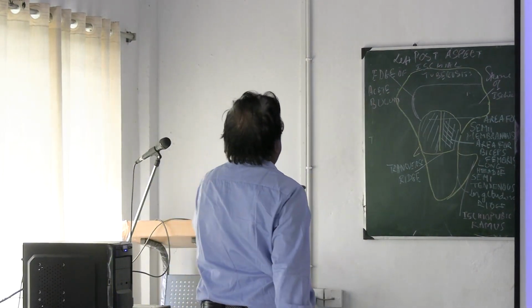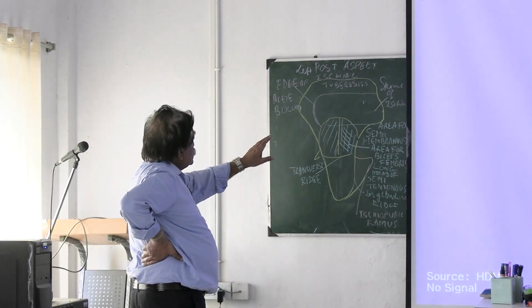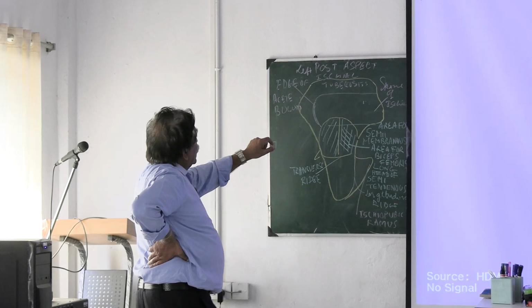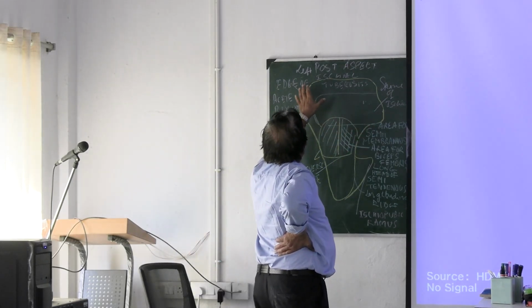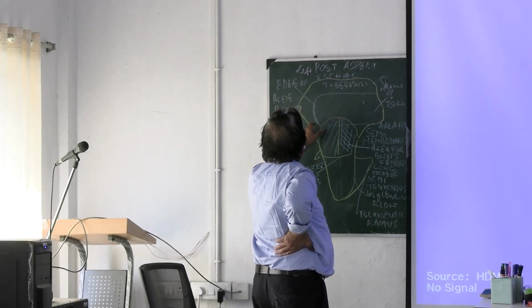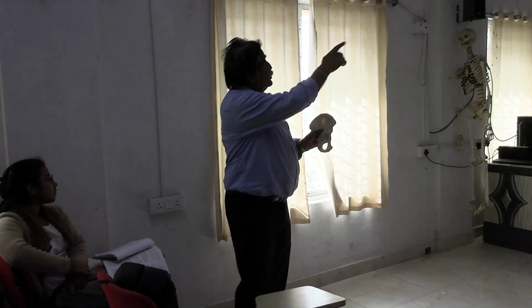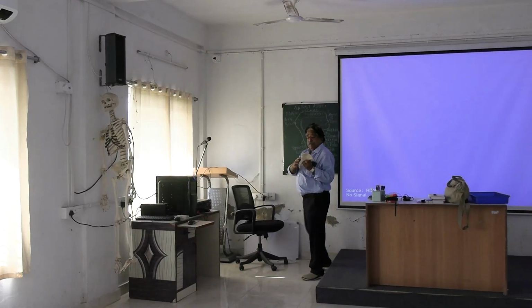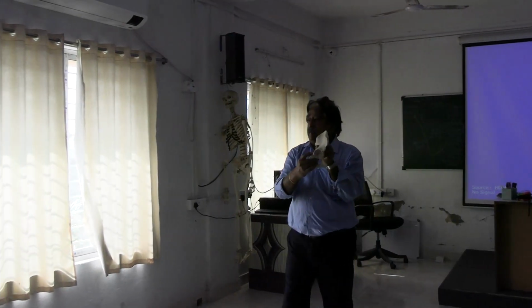Okay, and this is the posterior aspect you are seeing. Now, this is the spine of the ischium. Now, the posterior aspect, ischial tuberosity, edge of the acetabulum. In this part, you see the edge of the acetabulum, in two parts. This edge, this is the edge of the acetabulum.